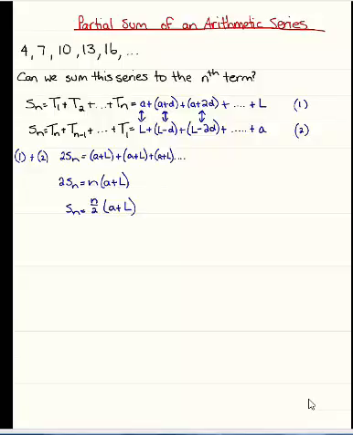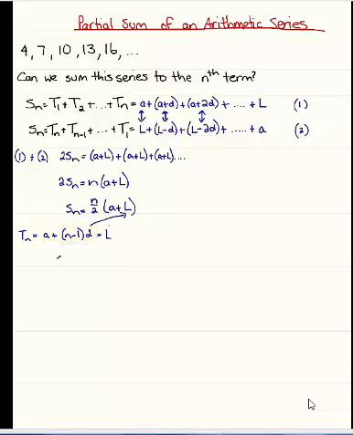Well, what we do is we say, we know that that last term, t to the n, is equal to A plus n minus 1 times d, don't we? And that's going to be the last term in our series. So I take that and I substitute that equation into here.